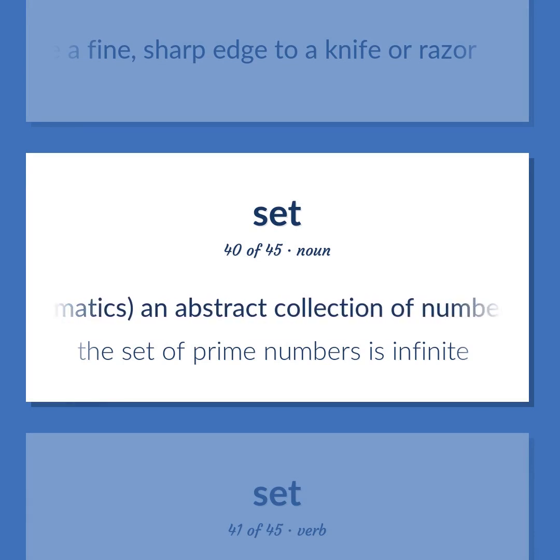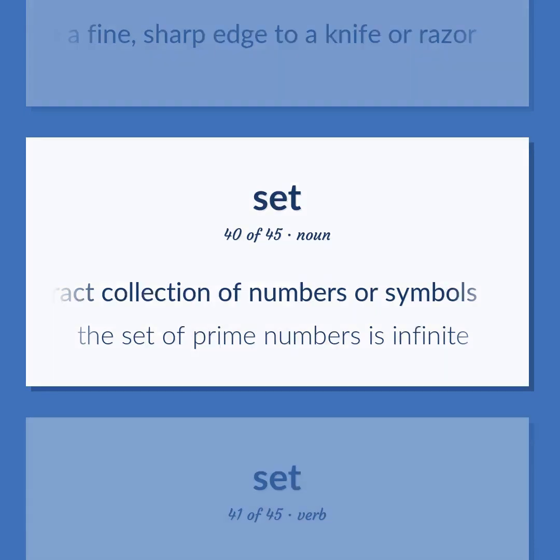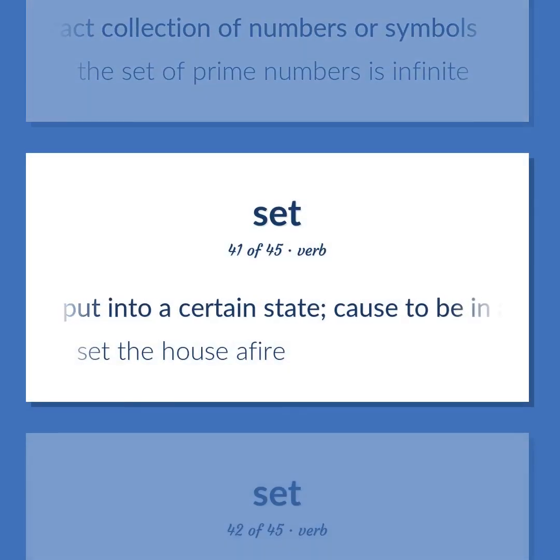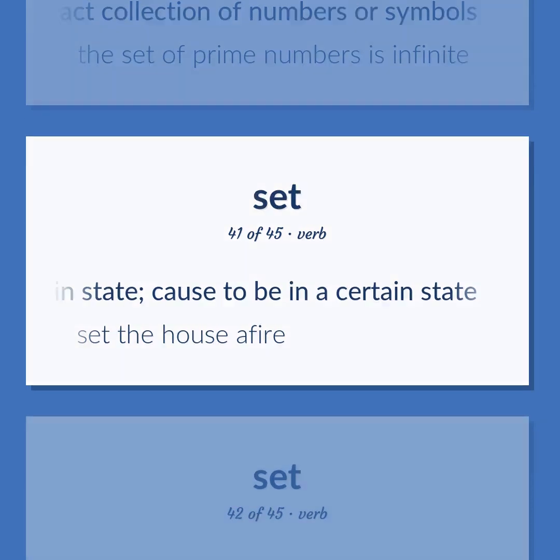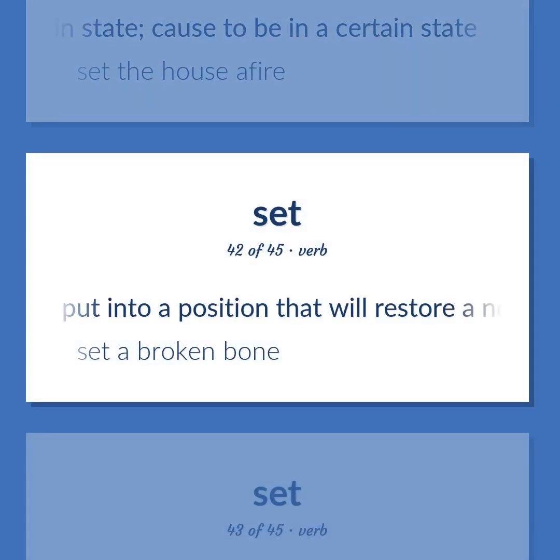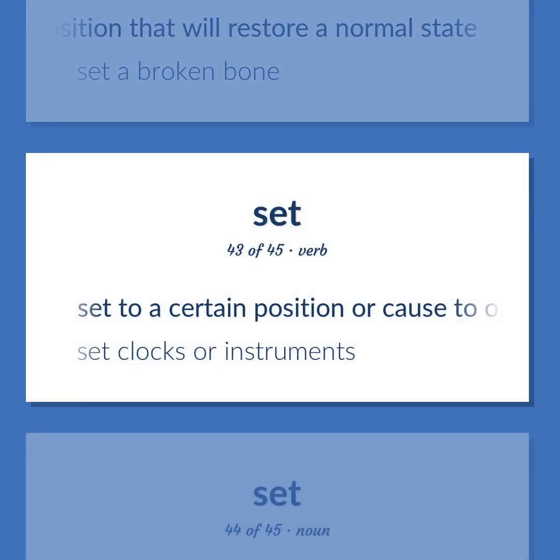Mathematics, an abstract collection of numbers or symbols. The set of prime numbers is infinite. Put into a certain state. Cause to be in a certain state. Set the house afire. Put into a position that will restore a normal state. Set a broken bone. Set to a certain position or cause to operate correctly. Set clocks or instruments.